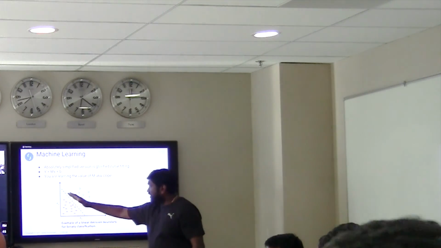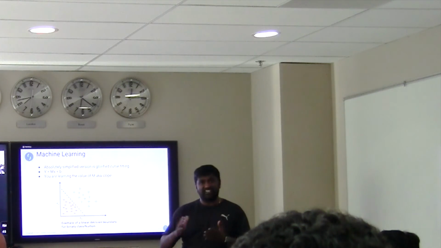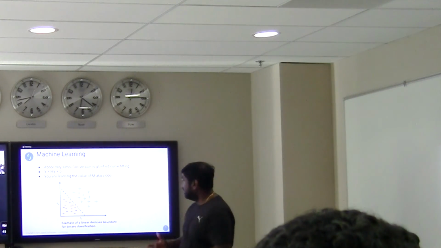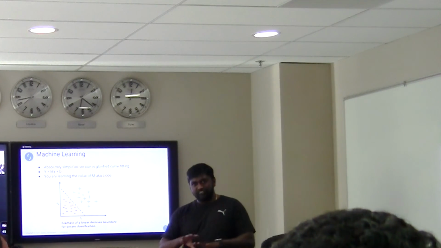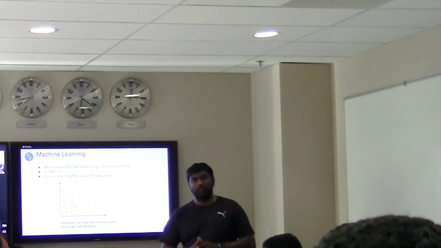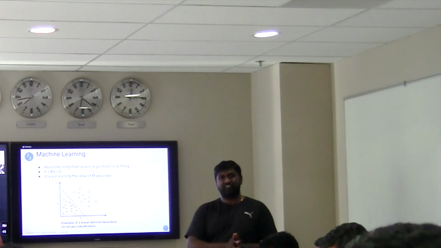So that is how it learns to draw the line to separate the classes, salt and pepper. That's what machine learning really does. In very simplified terms, it's nothing but a glorified curve fit. That term can even be used for deep learning, actually.